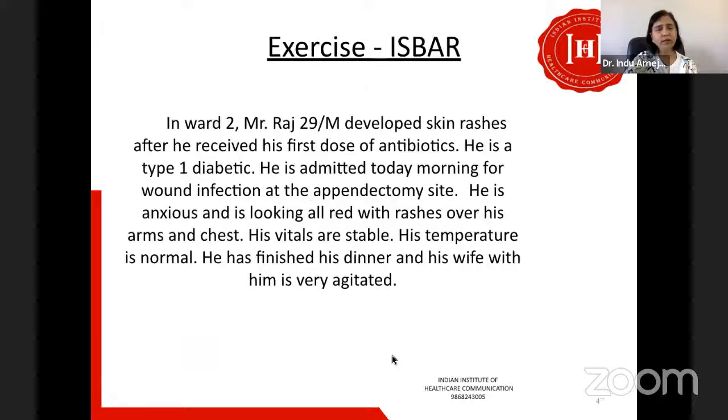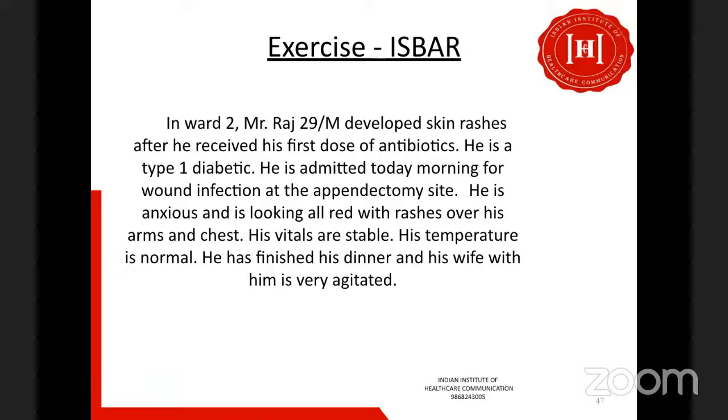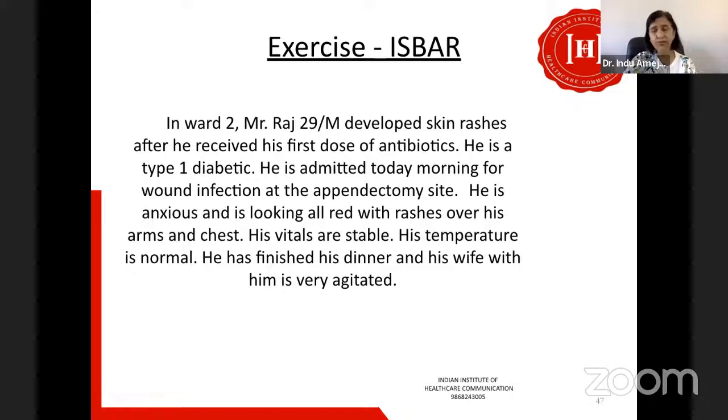Now, the second one, again, is another patient who developed skin rashes after receiving the first dose of antibiotic. So you want to now call the doctor to come and see what needs to be done. So he's type 1 diabetic, and he has come today in the morning for wound infection at the appendectomy site. He's anxious and is looking all red with rashes over arms and chest. Vitals are stable. Temperature is normal.